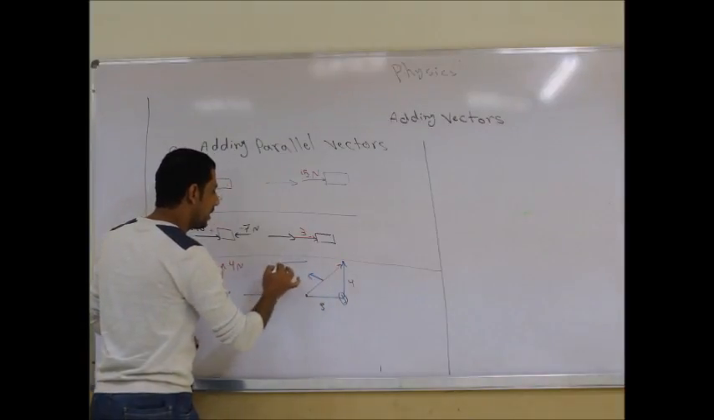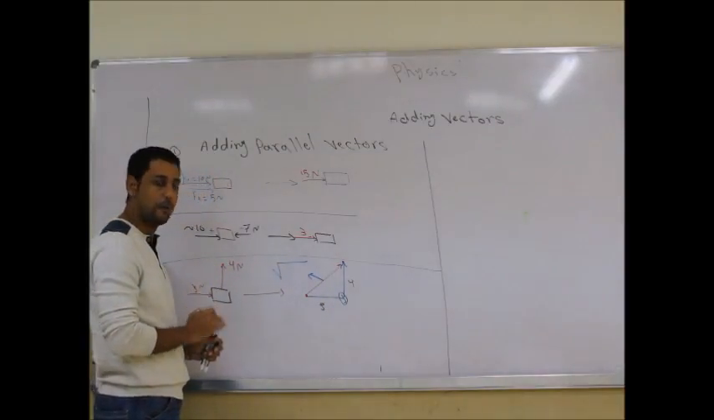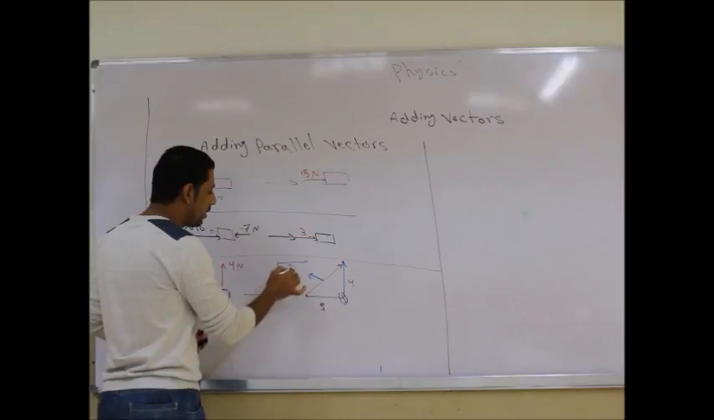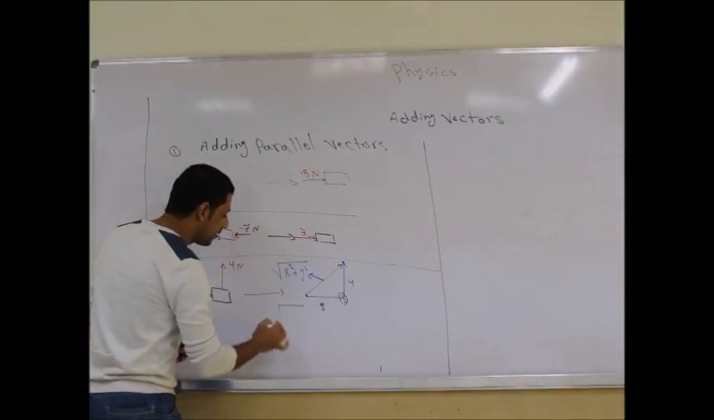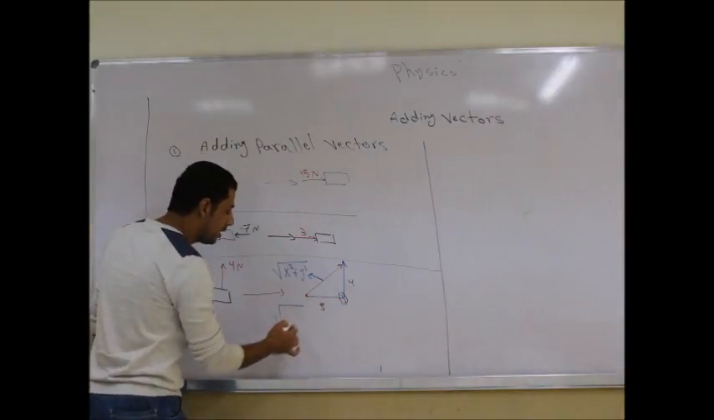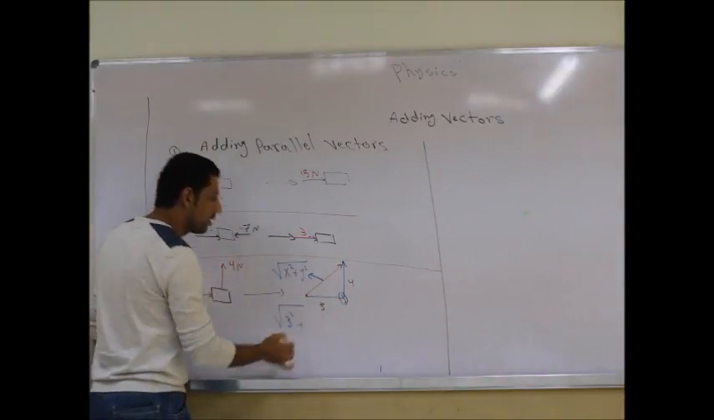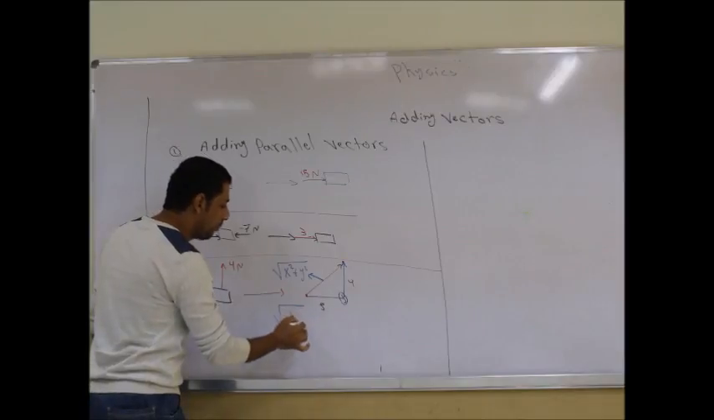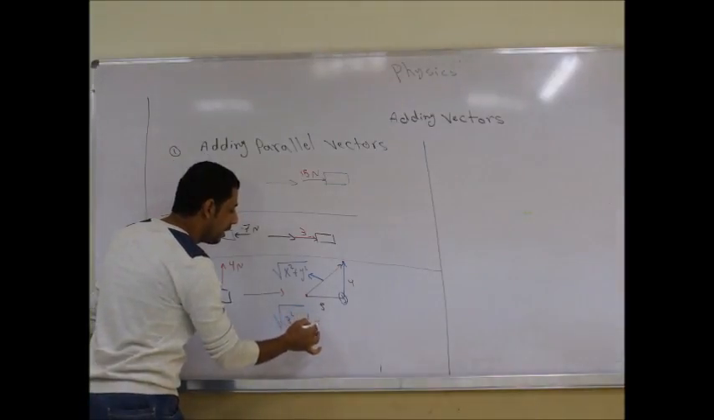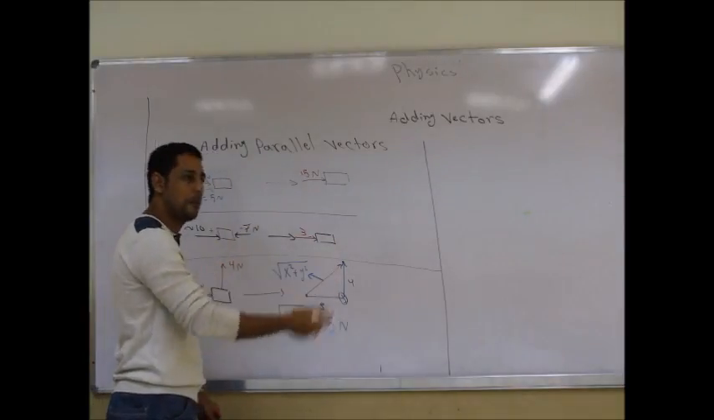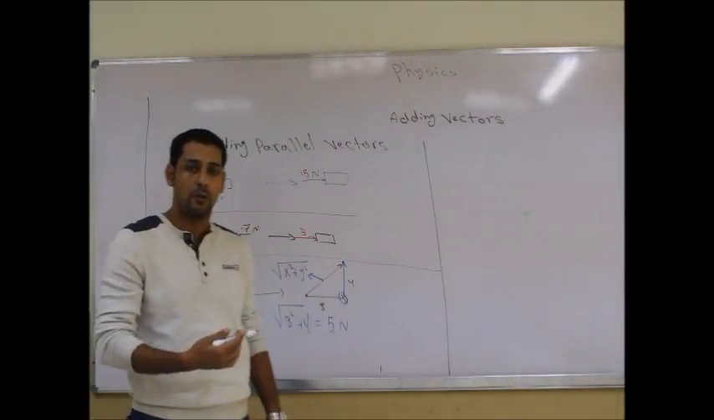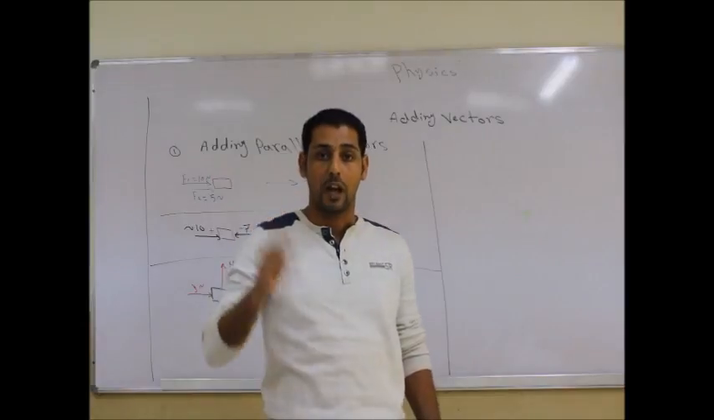I can get its magnitude by x squared plus y squared. What is x? x is the horizontal, which is 3 squared, plus what is y? It's 4, so 4 squared. So the resultant will be 5 Newton, or 5 meter per second, or 5 meter per second squared. The unit depends on the type of the vector.